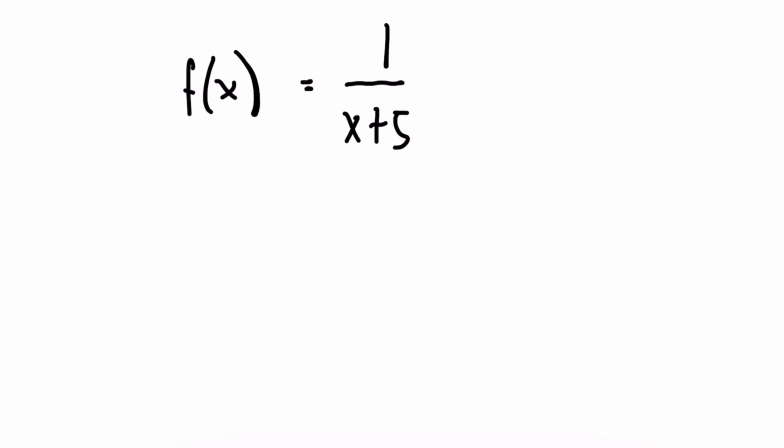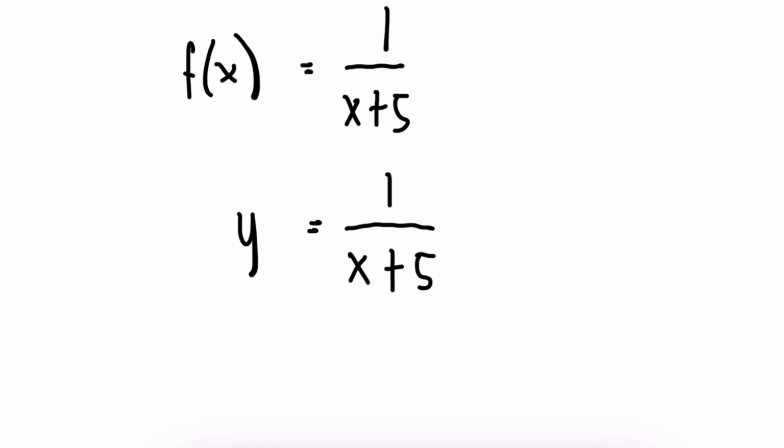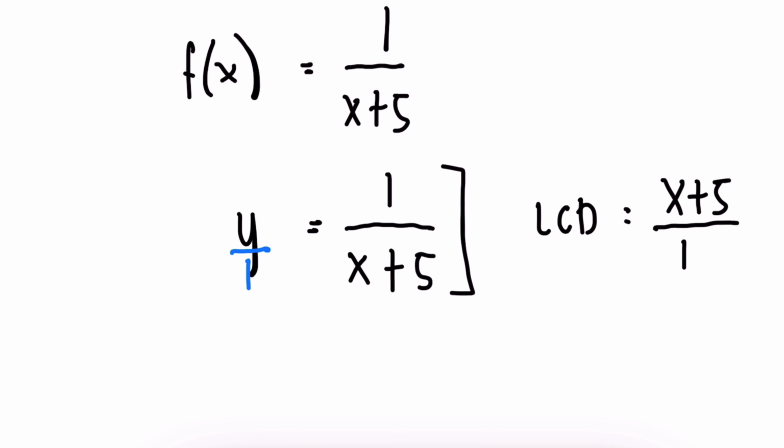Next example, with a given f of x is equal to 1 over x plus 5. First, change f of x to y. That will become y is equal to 1 over x plus 5. Before we proceed, convert the whole number into a fraction form. That will be y over 1 is equal to 1 over x plus 5. And get the LCD. Then, multiply both sides by the LCD of x plus 5 over 1.